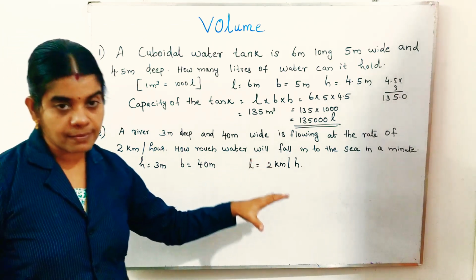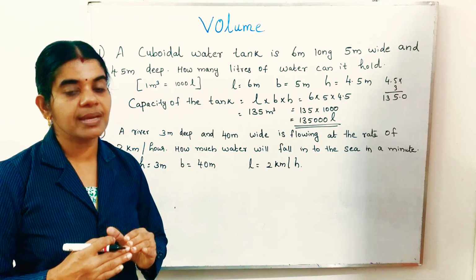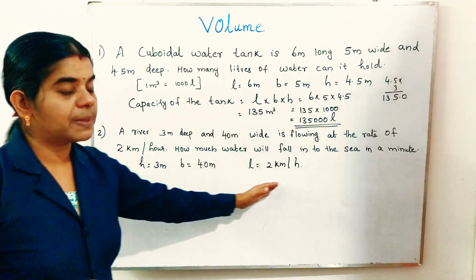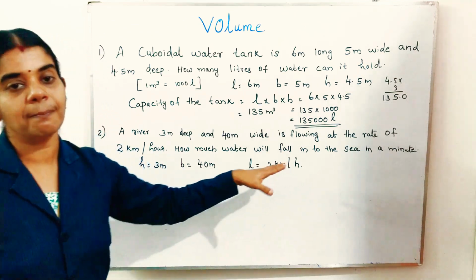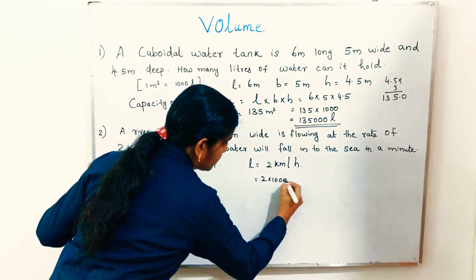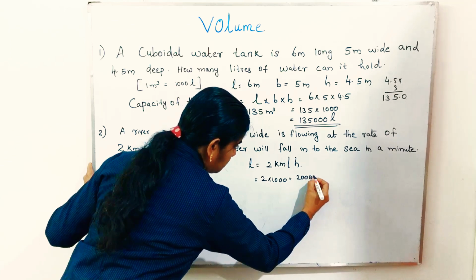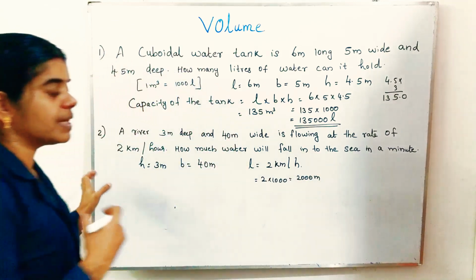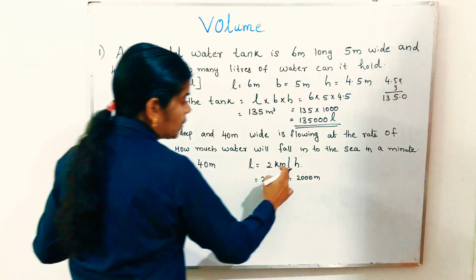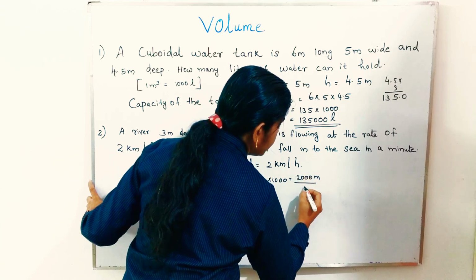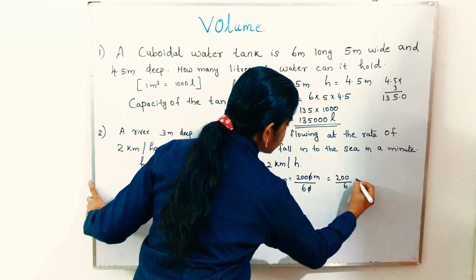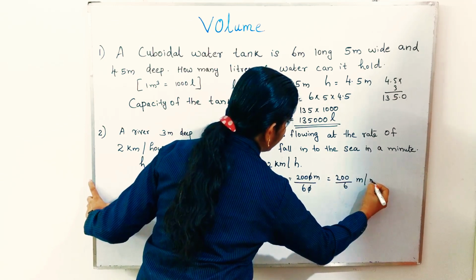Kilometer per hour we are taking. If we are changing the amount to meter, we will take it as meter per minute. So kilometer per hour we want to change to meter per minute. 2 kilometer is equal to, you already know, 2 into 1000, that is 2000 meter. Then per hour, in 1 hour it is moving 2 km. So here we are dividing this by 60. Then you will get 200 by 6 meter per minute.